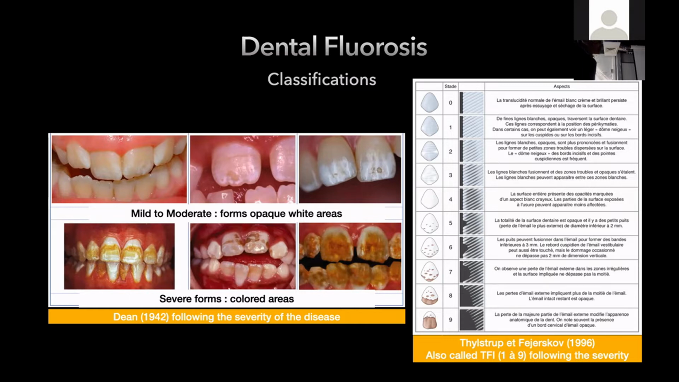Clinically, we have some classification to distinguish the severity of the disease. So we have a mild to moderate form, and we have a severe form. Optically, the mild and moderate forms are characterized by opaque white areas, whereas the severe form is characterized by colorized areas.